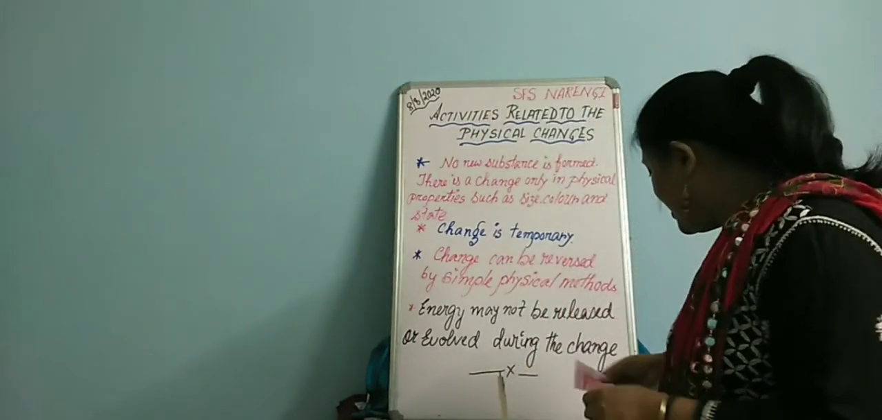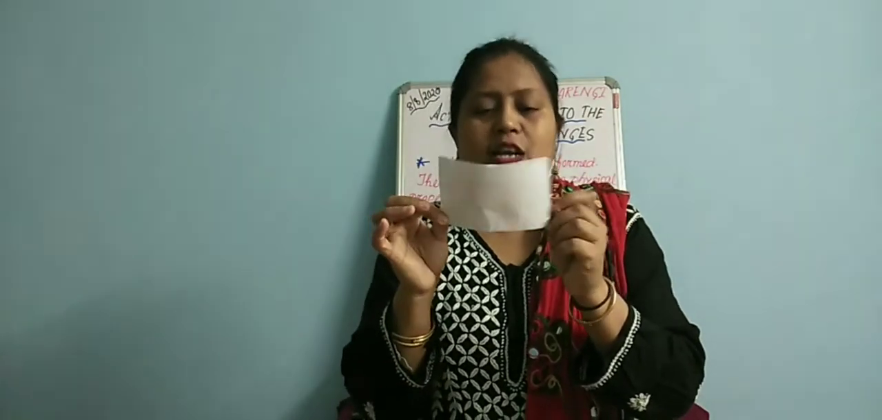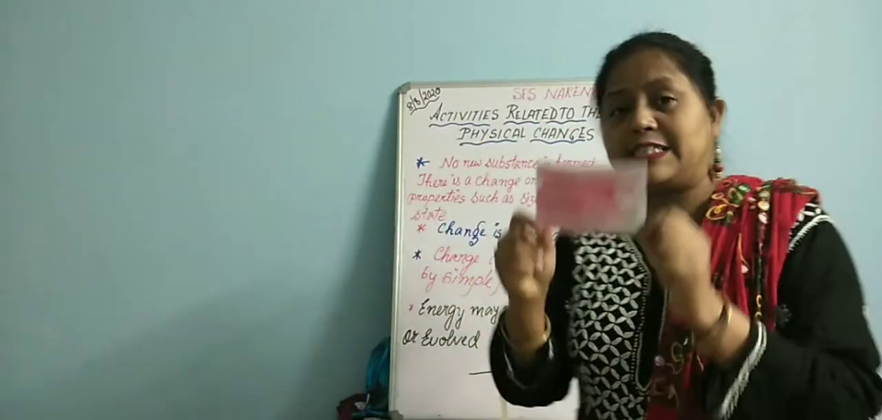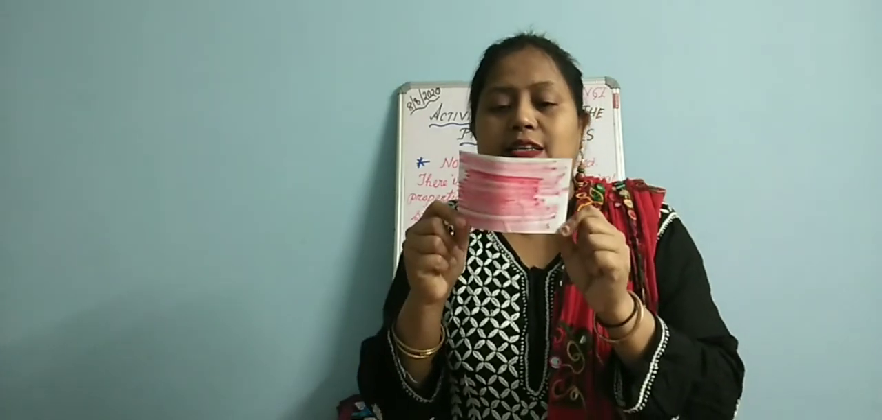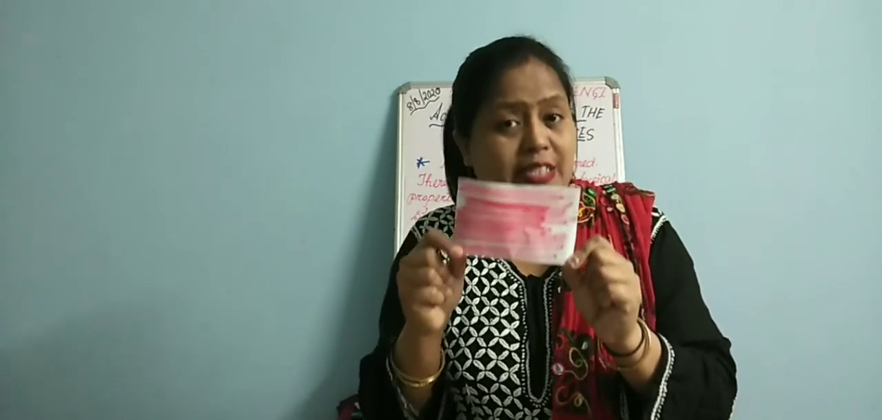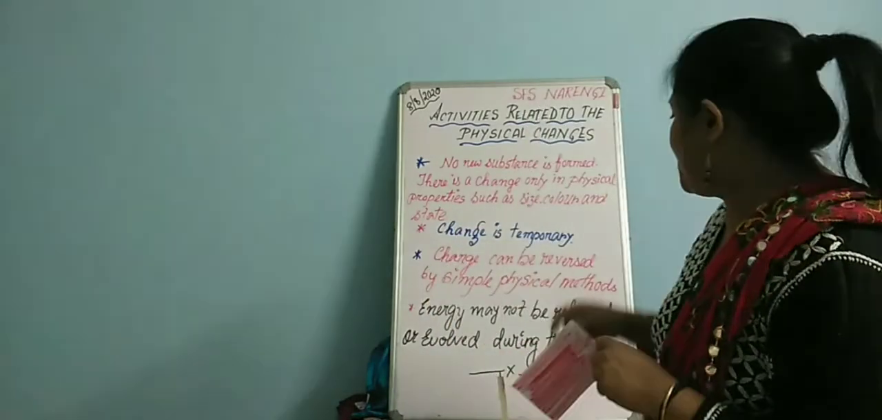Now next, look at this paper. This paper is white in color. Now I have colored this paper, you see. This is the colored side of the paper. The paper has remained paper as it is, only the color has changed. So this is also an example of a physical change. It satisfies the property that in a physical change, the color also gets changed, but the material remains the same. So it has proved that.